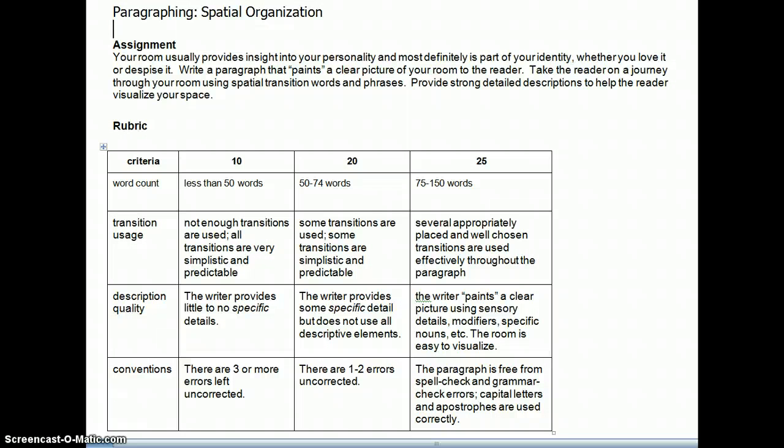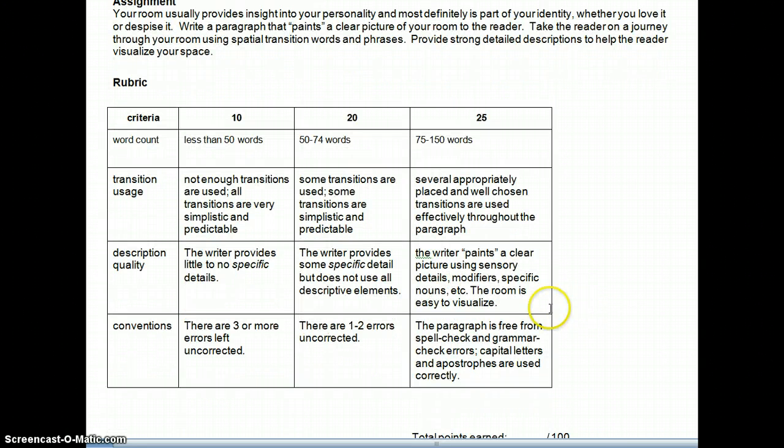So make sure that you use the rubric when you write. You need to make sure that you look over this, note the word count if you want to get the full amount of points, and that I expect to see the use of transitions. Several. I'm not going to give you a number there, but that means several. Looking on down, the descriptive quality, I do expect to use the sensory details, modifiers being adjectives and adverbs. Use specific nouns. Don't be afraid to use an example like our mentor text number 1, where it was the Terraconda number 2 pencil. Be that specific. It's okay. The room should be easy to visualize to the reader.